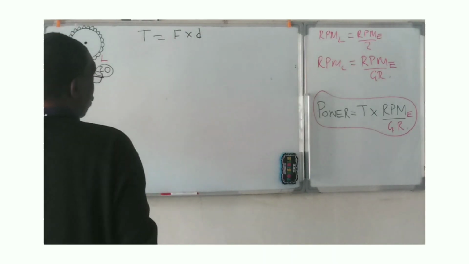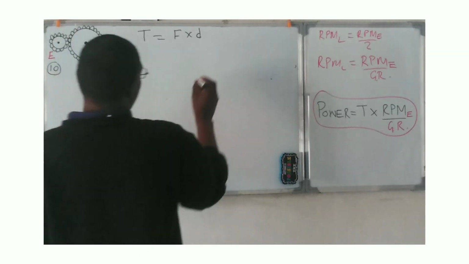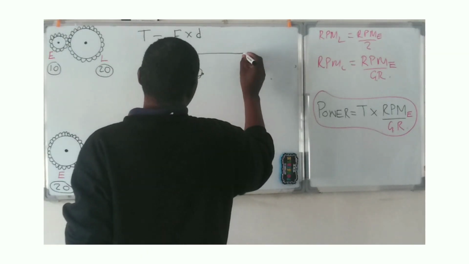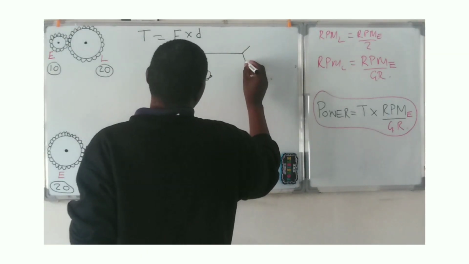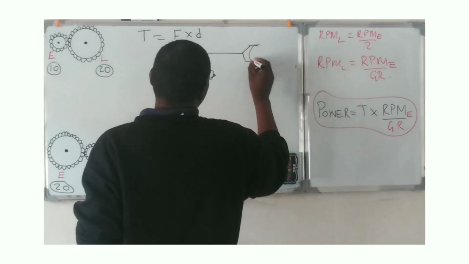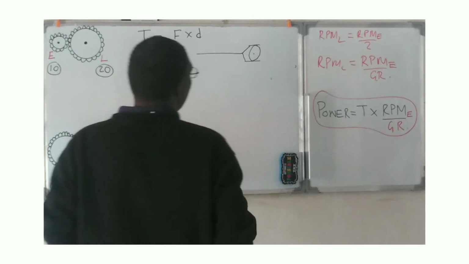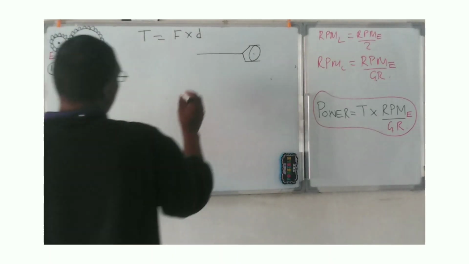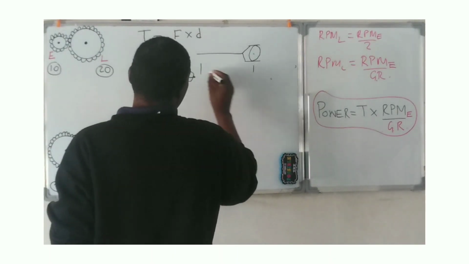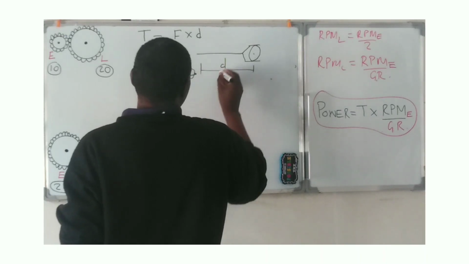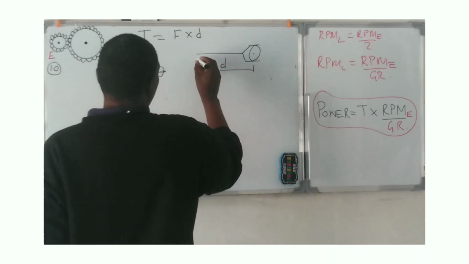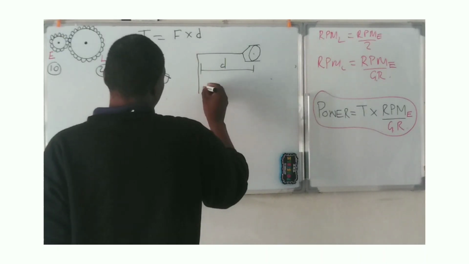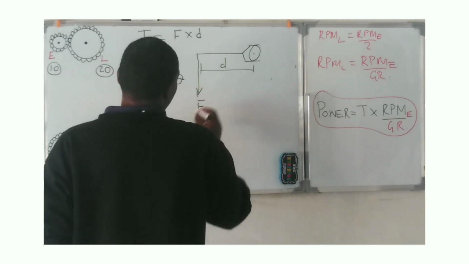Now, let's illustrate this with a spanner. A spanner would look like this. Here's our spanner, and we want to fasten or unfasten this bolt there. So, supposing the distance from there is our D. What we're going to do is apply a force F here.